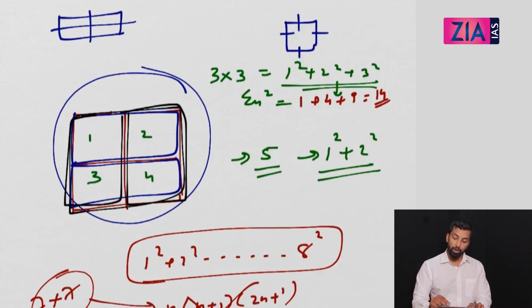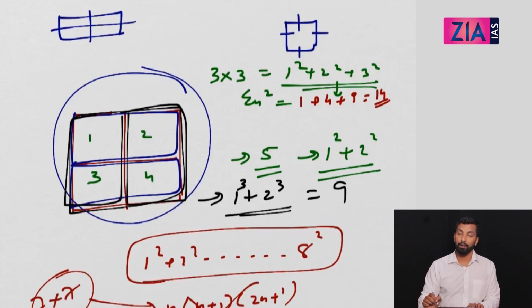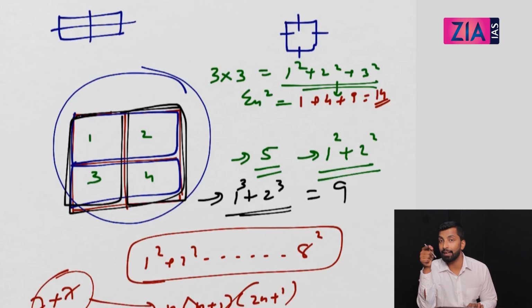Now if I ask you why you got this 9, you will tell me 1 cube plus 2 cube. This is a higher level of understanding. So 1 cube plus 2 cube, you got 9. So if I ask you the number of rectangles, you will find the sum of cubes.